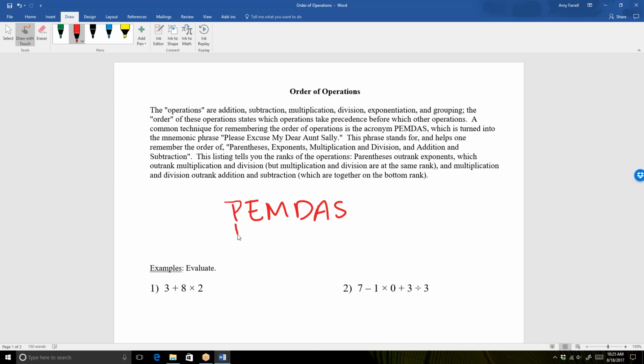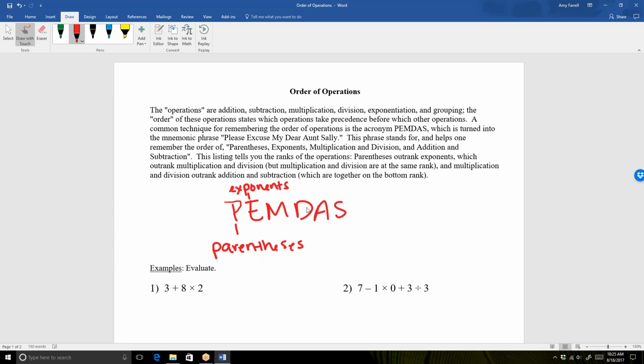The P stands for parentheses. So we will be evaluating within parentheses first. Now, even though it's a P for parentheses, and really any grouping symbol, we're going to evaluate inside grouping symbols first. So for example, if you see brackets, we'll evaluate inside the brackets first. The E stands for exponents. So exponents come next after parentheses.